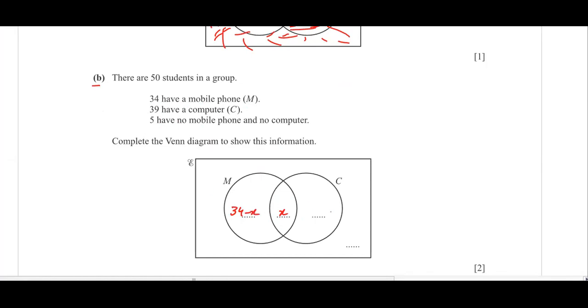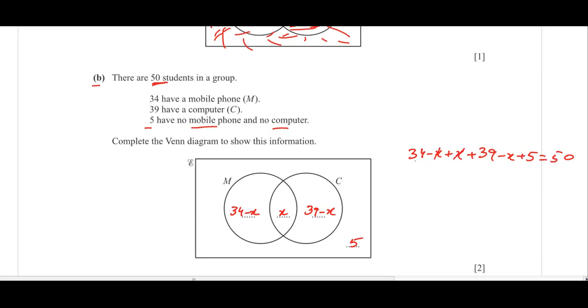And there are 39 who have a computer. Out of these 39, X we wrote already, so the remaining are 39 minus X. And 5 have no mobile phone and no computer, meaning 5 are outside. The total number of students is 50. So if I have to find the value of X, what should I do? 34 minus X plus X plus 39 minus X plus 5 should be equal to 50. Their sum, the total, is equal to 50.